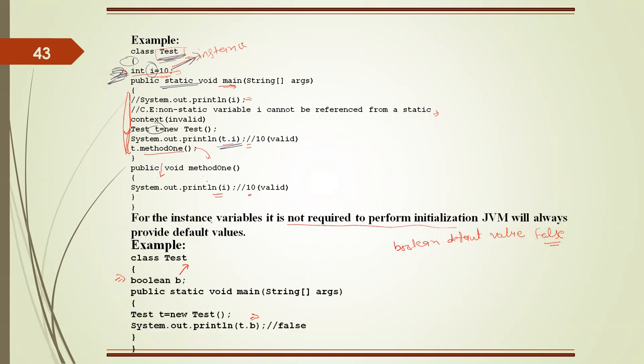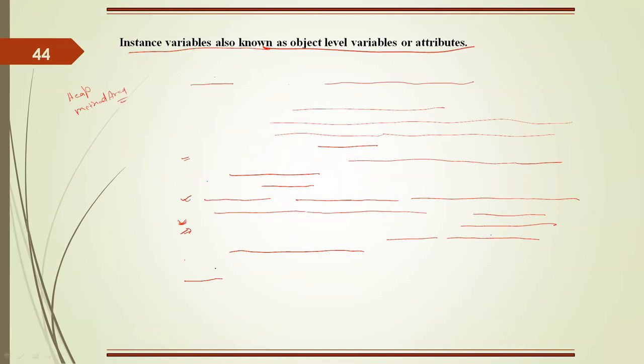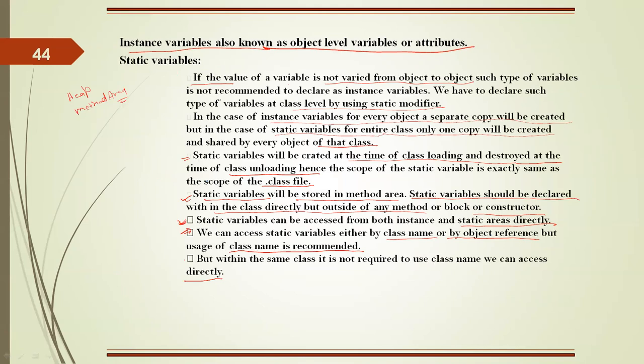For the instance variable, it is not required to perform initialization. By default, the JVM will perform it. Default initialization is 0, and for a boolean it is false. Instance variable is also known as object level variable or attribute.